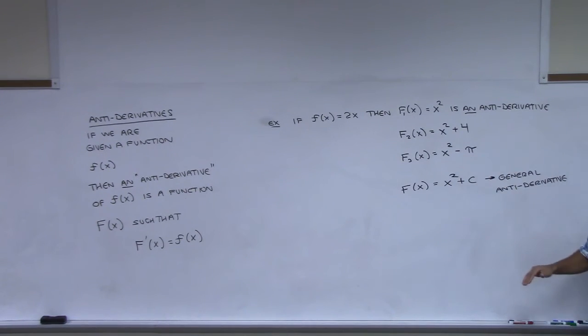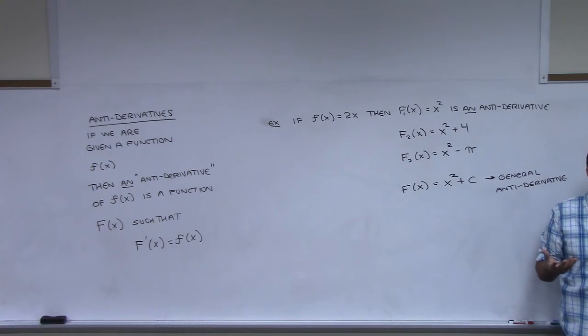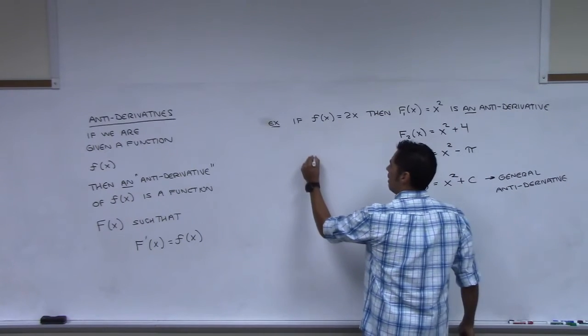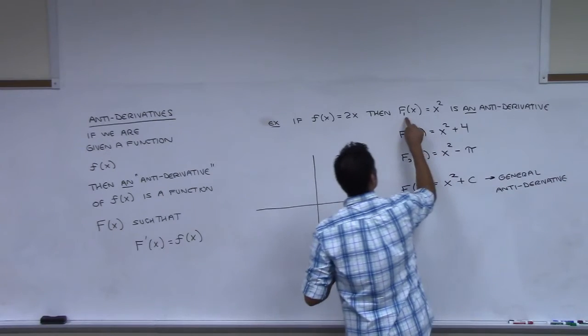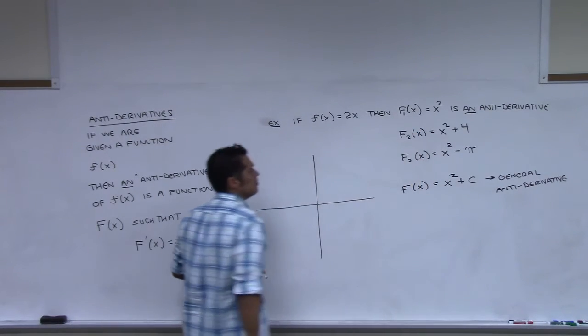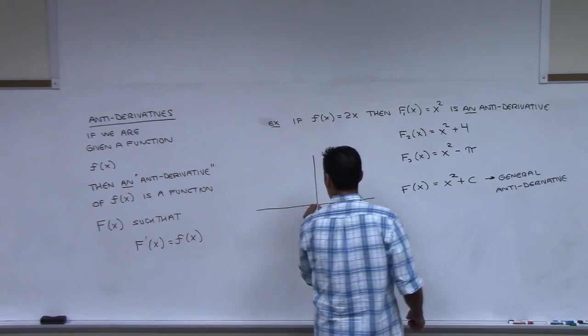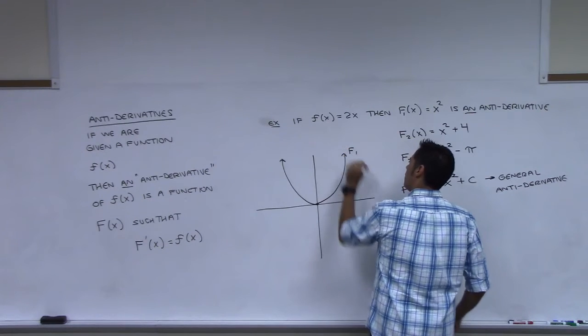All of these functions all look similar to one another, right? What are all these graphs? If I asked you right now to graph capital F sub 1, what would it look like? It's a parabola, and it passes through the origin. So this would be capital F sub 1.